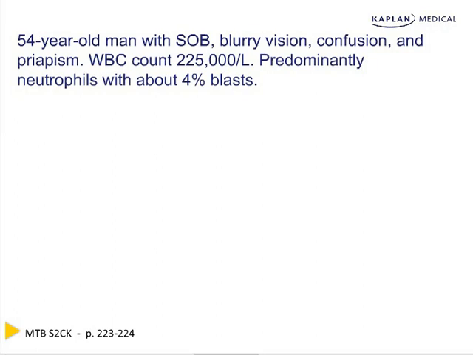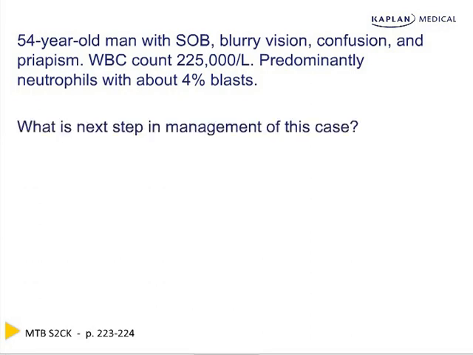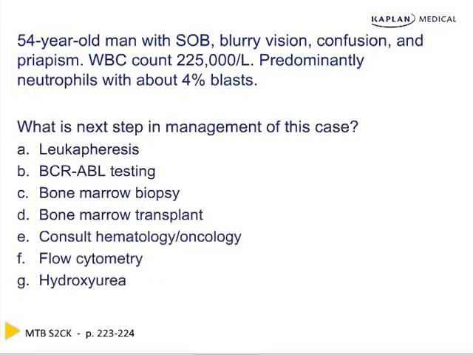225,000. Wow. Remember, normal white cell count is under 10,000, 4 to 10,000. Now, this is predominantly neutrophils with a small number of blasts. What's the next step in the management of this patient? Well, this person's symptomatic. They're short of breath. They have blurry vision. They're confused. The initial therapy for controlling the white count is leukapheresis.